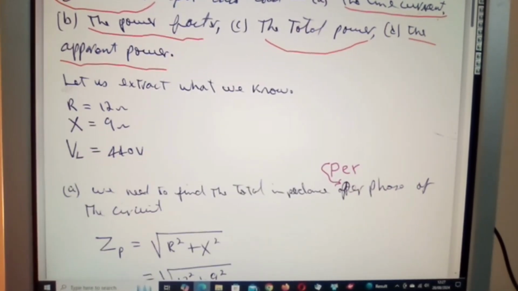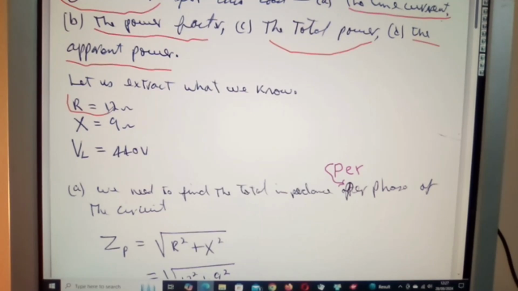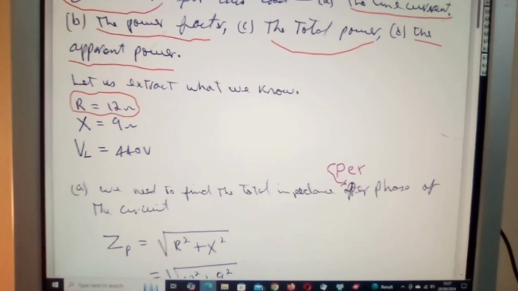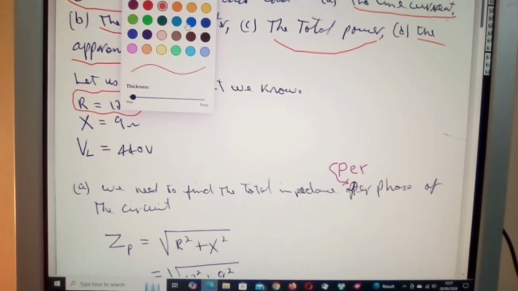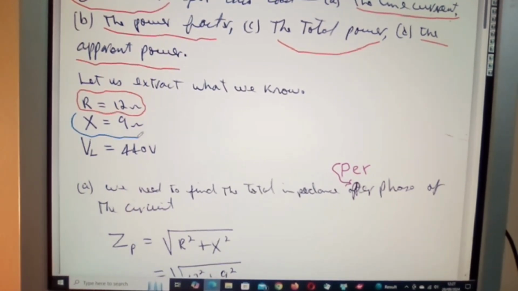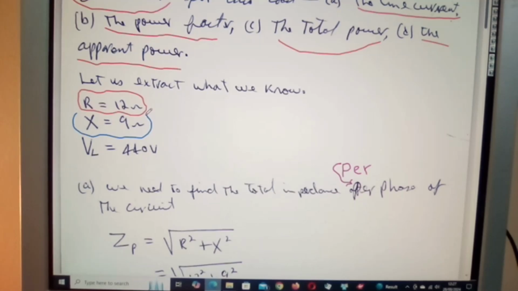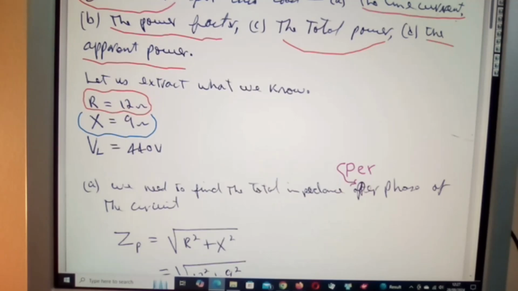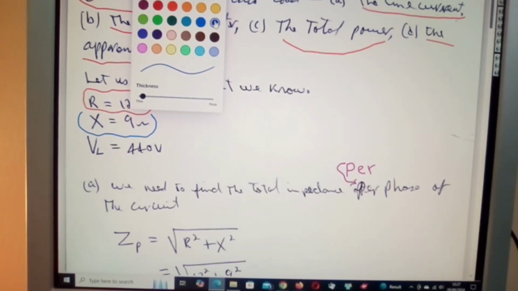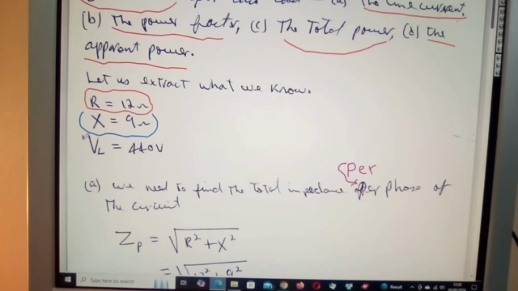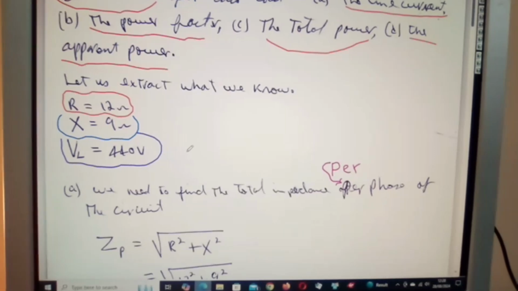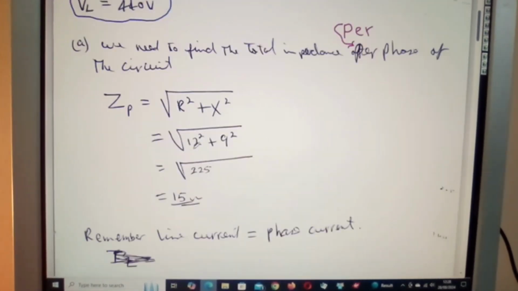You can see here we have the resistance. Okay, and here we have the X for impedance. Okay, and here we have the voltage line. Okay, now how do we do A?